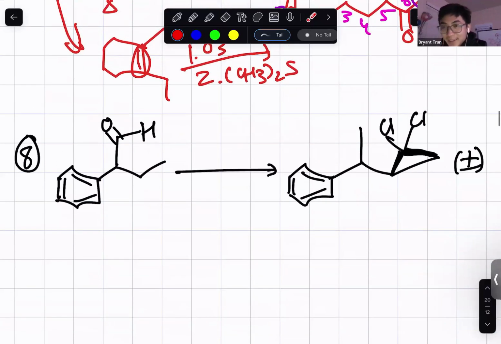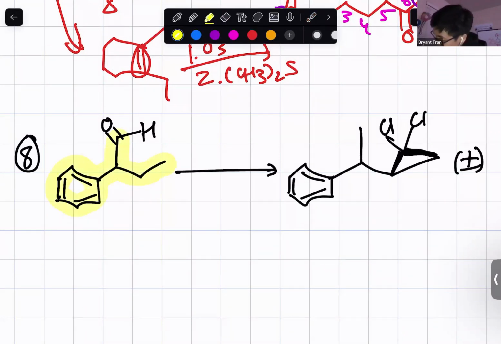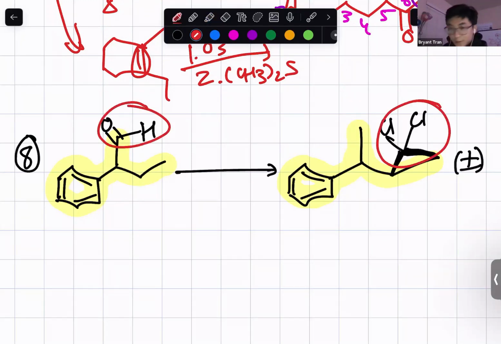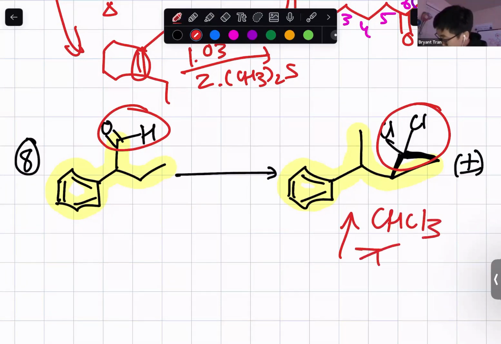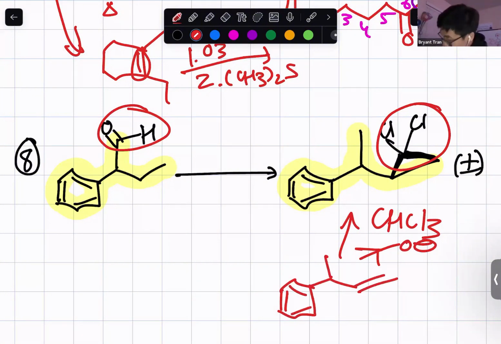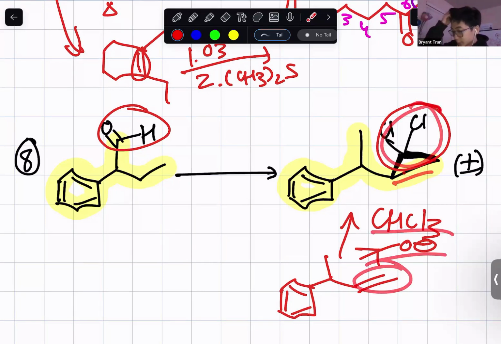Let's do these ones here. For number 8, let's highlight the similarities, which is going to be this part of the molecule right here. And the differences are going to be those functional groups right here. Okay. What reaction? Going backwards with the carbene, CHCl3 and a strong base like tert-butoxide, coming from this alkene right here. So going backwards, the alkene was right there to form this dichlorocyclopropane with CHCl3 and tert-butoxide.